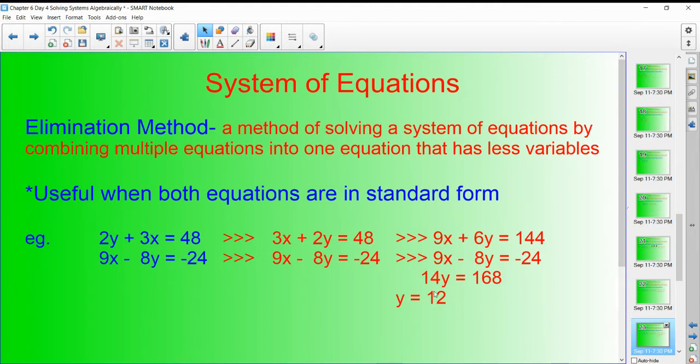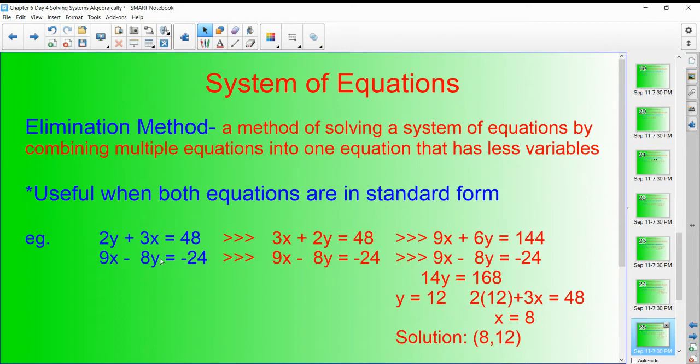Now, I always like to substitute back into the original one to check or to find x. So I put 12 in for y. 2 times 12 plus 3x equals 48. And I could solve that. Okay, take some time, show your steps if you need to, be careful. And I get a solution of 8 comma 12.